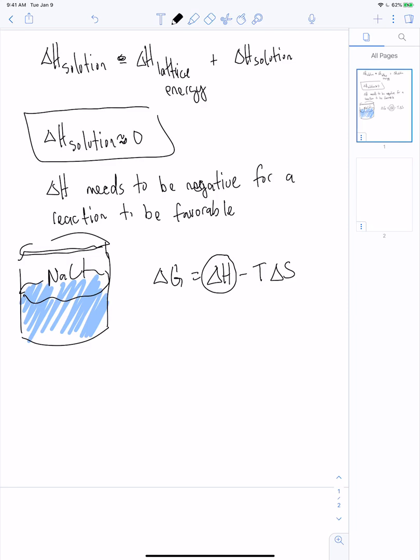So what does that mean then? If we know that this is not the driving force for it to be spontaneous, what must be the driving force? It must be this term over here. I should really look at the whole term. It must be this term over here, T delta S. So entropy is the driving force for dissolving solids in liquids.